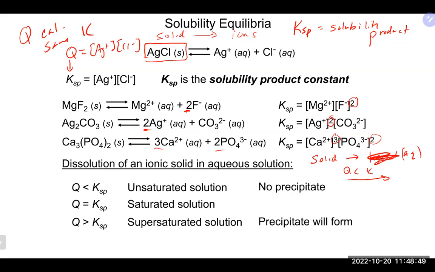And that happens when we calculate the Q and it is greater than the KSP. So if Q is greater than the KSP, going the opposite way, we would expect a precipitate to form, and you have a supersaturated solution. A supersaturated solution is a solution where you have way too much solute dissolved in a solvent at a given temperature, and basically it all comes out of solution and you make a solid that would form. Any questions on that there?